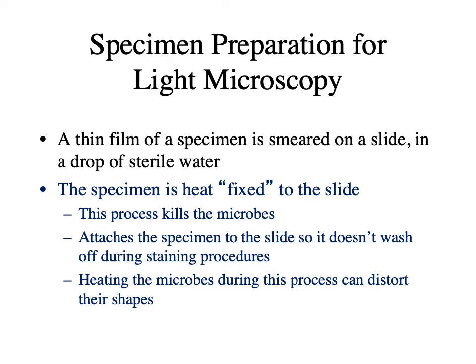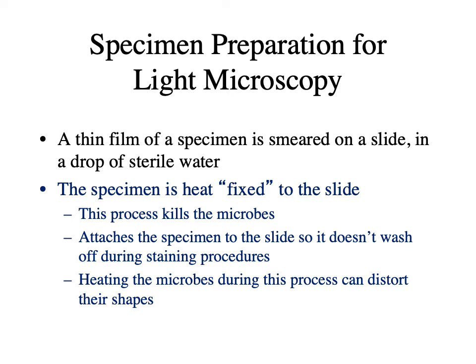Then you're going to flame your loop until it's red hot, and you're going to let it cool for 30 seconds. Then you're going to take a little sample from the bacteria tube that you'll be using. Just a little bit, you don't need a whole lot. And then you're going to rub that loop full of sample into the sterile water, and you smear it around into that water drop. Then you let it completely dry.